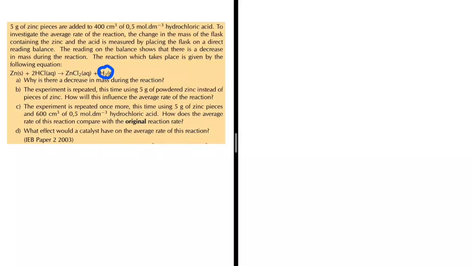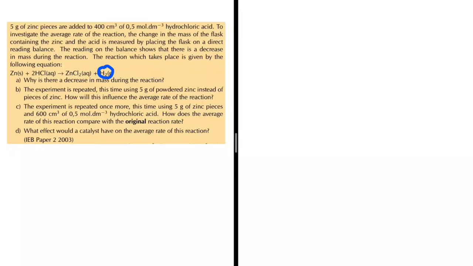Let's take a look at B. The experiment is repeated, this time using 5 gram of powdered zinc instead of pieces of zinc. How will this influence the rate of the reaction? Another conceptual question. Obviously, the rate of reaction is going to increase if we use powdered zinc instead of pieces. Why? Collision theory. We talked about this. If you use powder instead of pieces, you increase the surface area. So there is more number of moles that are exposed and ready to react.